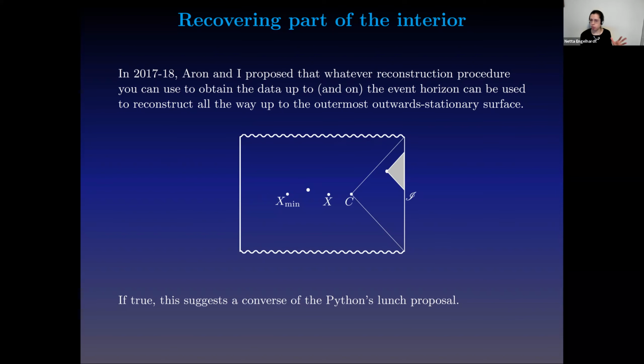But if our proposal is correct, then this is a converse of the Python's lunch, because it tells you that this reconstruction is simple. If you can use this reconstruction to get all the way up to here, then this reconstruction up to the non-minimal quantum extremal surface is simple, which means that we can identify having access exclusively to simple reconstruction with having access exclusively to the non-minimal quantum extremal surface and everything outside of it. So if this is true, there's a converse of the Python's lunch, which is really what we need if we want to identify Hawking's mistake simultaneously with the non-minimal quantum extremal surface and with coarse graining over complexity.